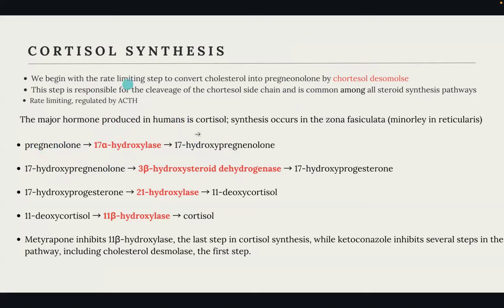From pregnenolone to hydroxypregnenolone. Hydroxypregnenolone will then undergo 3-beta-hydroxysteroid dehydrogenase, the same enzyme that we used in the past reaction in aldosterone synthesis, to create 17-hydroxyprogesterone. Hydroxyprogesterone, 21-hydroxylase to create 11-deoxycortisol. 11-deoxycortisol will then undergo the final step of cortisol synthesis, which is 11-beta-hydroxylase.